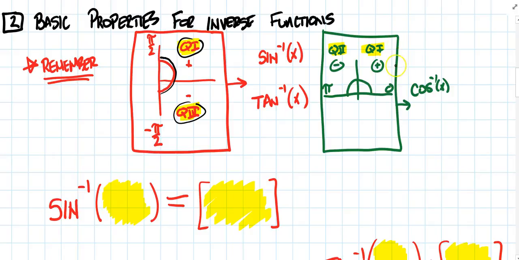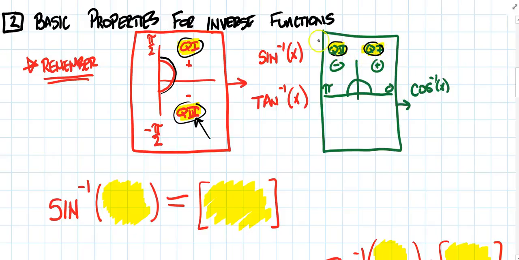For cosine, you have to remember that the inverse cosine lives between quadrants number 1 and quadrants number 2. Oh, did I say 2 over here? I meant 4. Sorry, guys. Quadrants 1 and quadrant 4. For inverse cosine, it's quadrant 1 and quadrant 2.